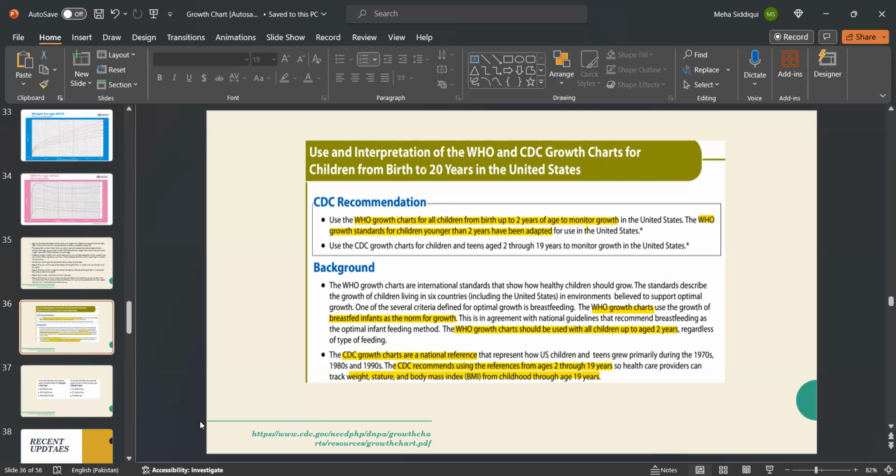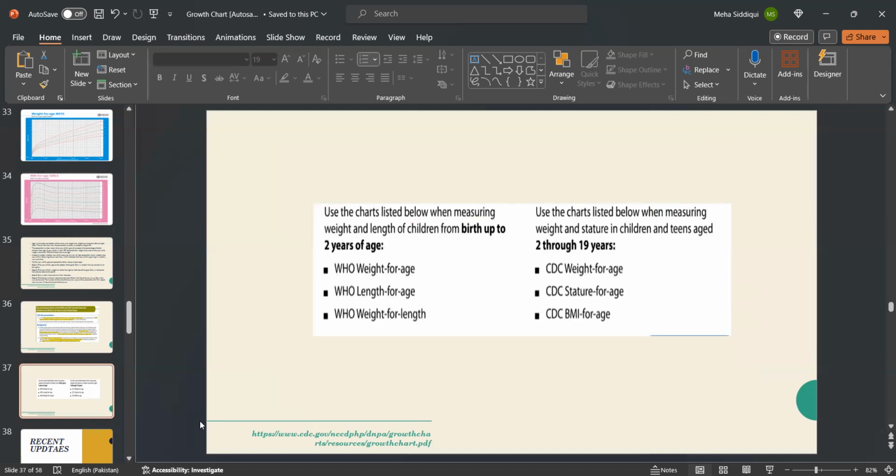The CDC growth charts are a national reference that represent how US children and teens grew primarily during the 1970s, 1980s, and 1990s. It recommends using the references from ages 2 through 19 years so that healthcare providers can track weight, stature, and BMI from childhood to age 19 years.